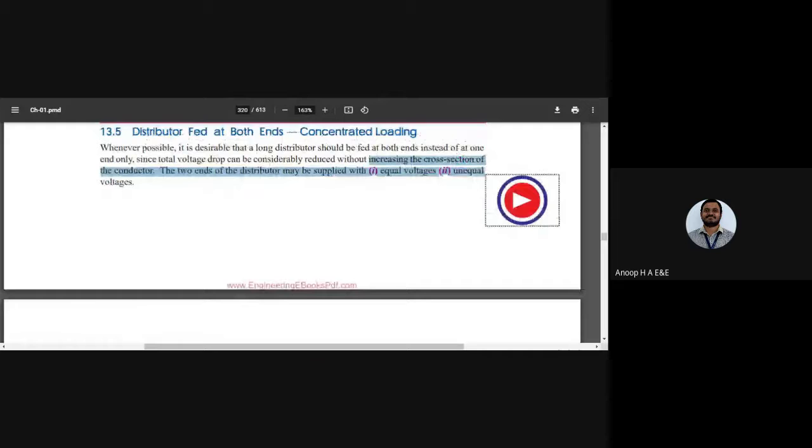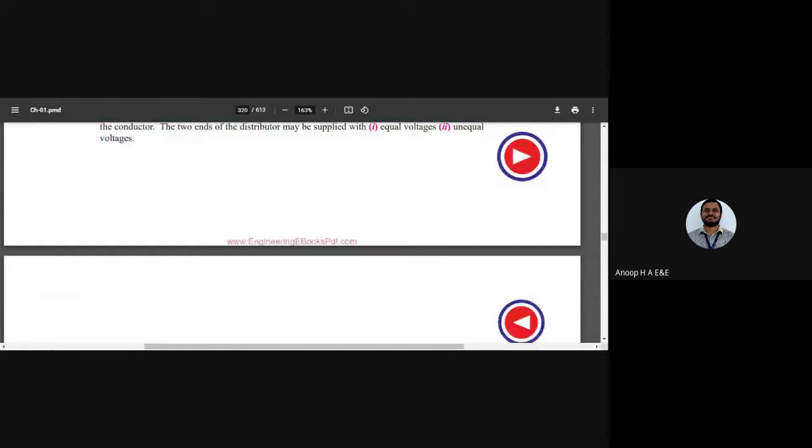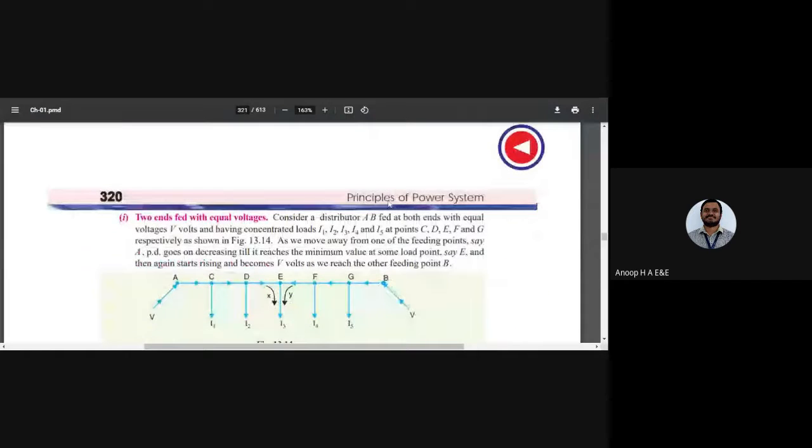When I say it is fed at both ends, I have two possibilities: equal voltages and unequal voltages. Let us see in detail what will happen. When it is equal voltages, both the ends are fed at equal voltages. Next, unequal voltages: one voltage differs by some volts, or there will be a voltage difference between the two ends of the distributor. That is what we are going to find out.